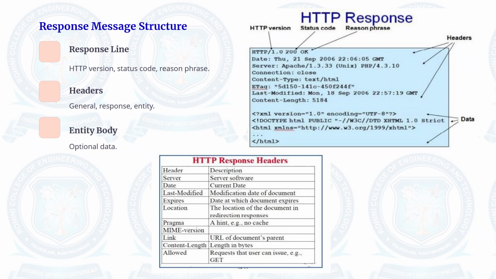For example, among status codes, we have 200, which means OK, and 404, which means not found. This is the diagram for the HTTP response header.